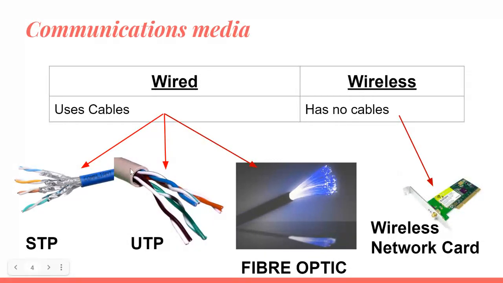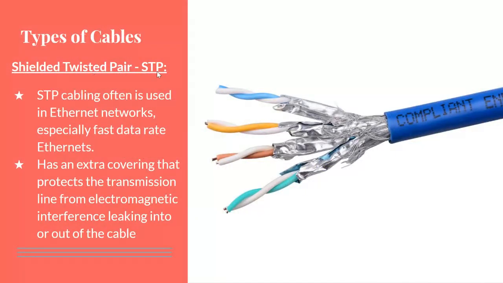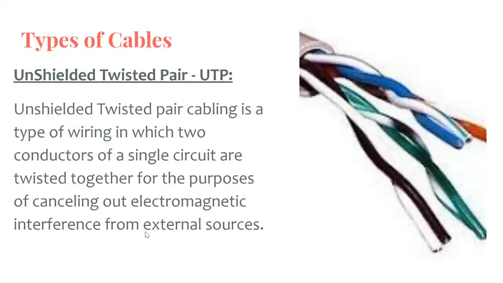The most common cable is your Ethernet cable, which is the unshielded twisted pair. Shielded twisted pair and fiber optic cable is becoming more and more popular as people are using fiber as a means. So here we've got the shielded twisted pair. You'll notice that each pair has extra shielding around it. It's often used in Ethernet networks, especially fast data rate Ethernets. It has extra covering that protects the transmission line from electromagnetic interference leaking into or out of the cable.